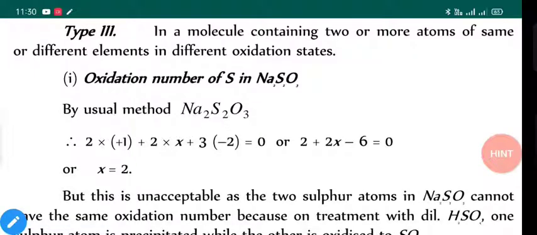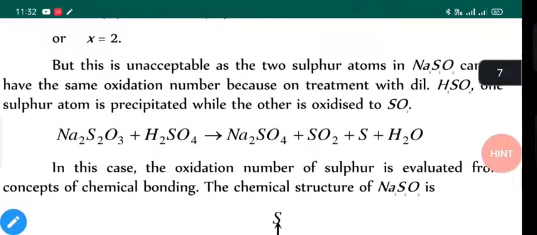Now we have the third type: a molecule containing two or more atoms of the same or different elements in different oxidation states. As for example, we have Na2S2O3. Now if we use our traditional method, the calculation is already there, and sulfur will have +2 charge. Nothing wrong with +2 charge, because it is normal for sulfur to have +2 oxidation state. But some of the practicals do not support this. And one of the treatments is mentioned here.